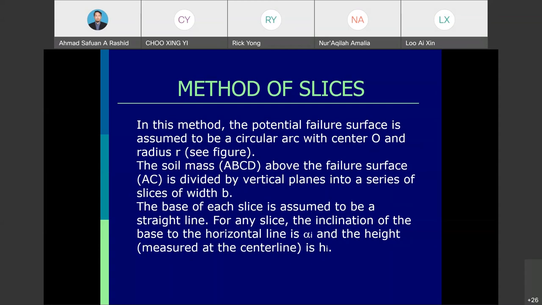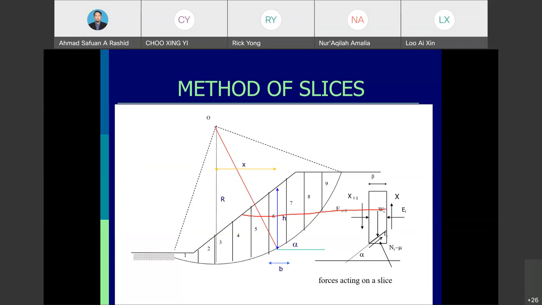Because the geometry is very important, for example the height and the width of the slice, it is better for us to construct or draw the slices by using a grid paper or graph paper. We need to get at least the actual scale of the slope, which is the height and the width of the slope, so then we can divide it into several slices.